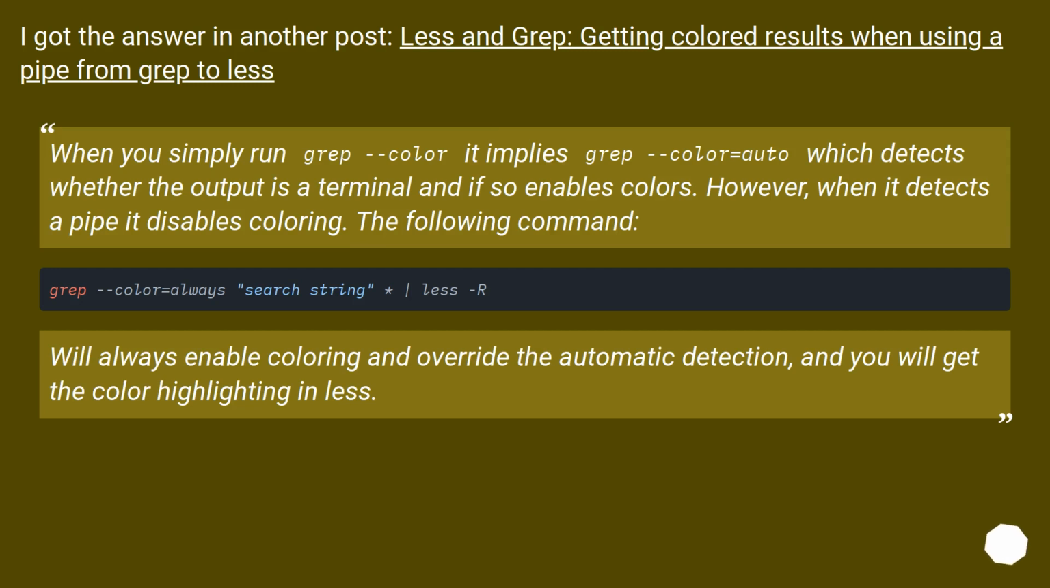I got the answer in another post, less and grep, getting colored results when using a pipe from grep to less. When you simply run grep --color, it implies --color=auto, which detects whether the output is a terminal and if so enables colors. However, when it detects a pipe, it disables coloring. The following command will always enable coloring and override the automatic detection, and you will get the color highlighting in less. Warning, don't put --color=always as an alias, it breaks things sometimes. That's why there is a --color=auto option.